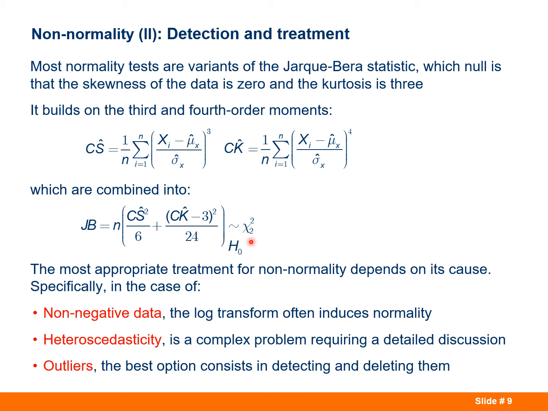Typically, you consider that the sample is normal if the Jarque-Bera statistic is below 6. If it is over 6, you typically reject the null with a 95% confidence.